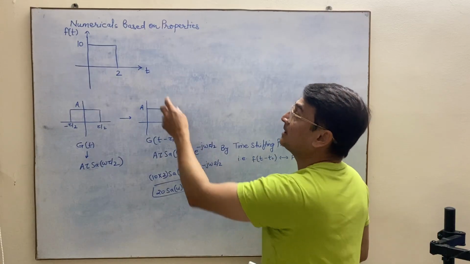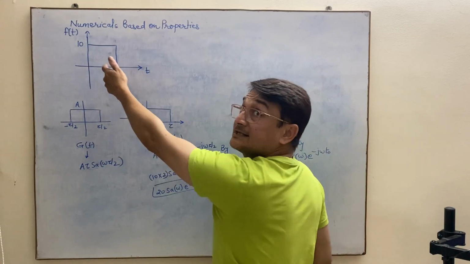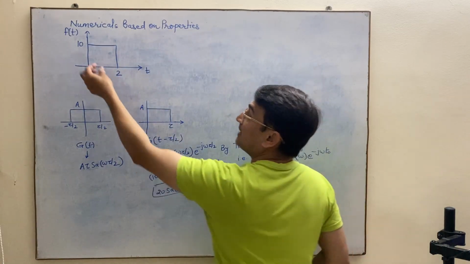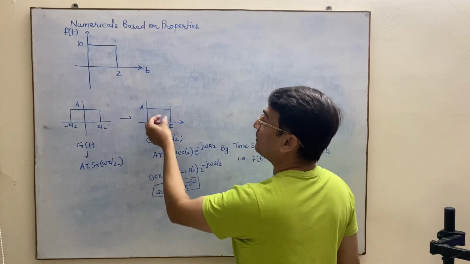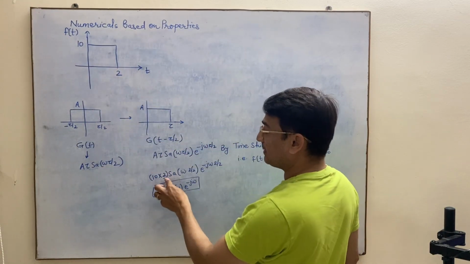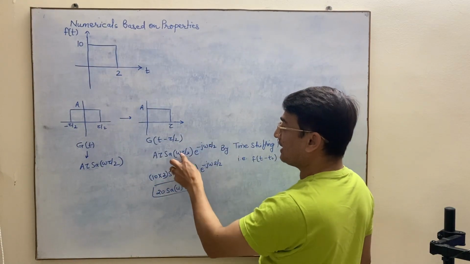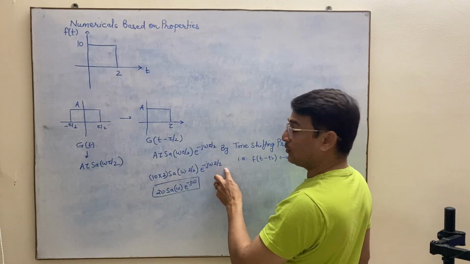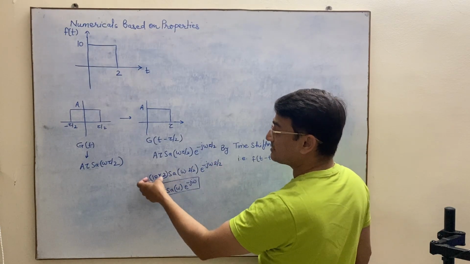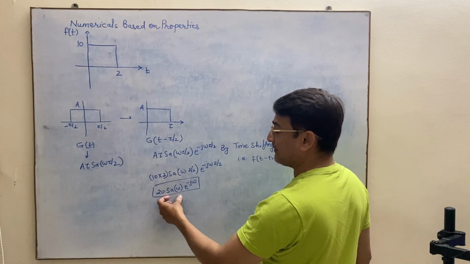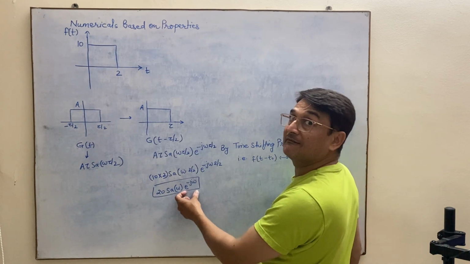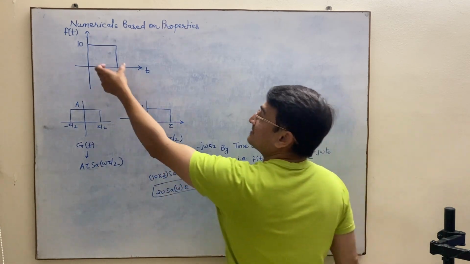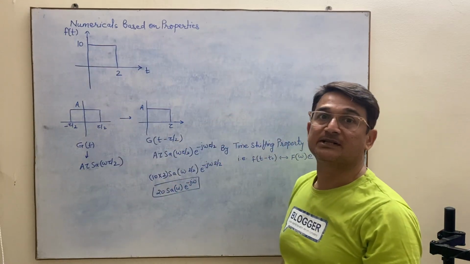So as far as this case is concerned, your value of A is what? 10. Your value of tau is what? 2. So 10 into 2 Sa(omega 2 by 2) e to the power minus j omega 2 upon 2. So 2 and 2 will get cancelled. So the final answer will be 20 Sa(omega) e to the power minus j omega. This is the answer for this particular pulse.